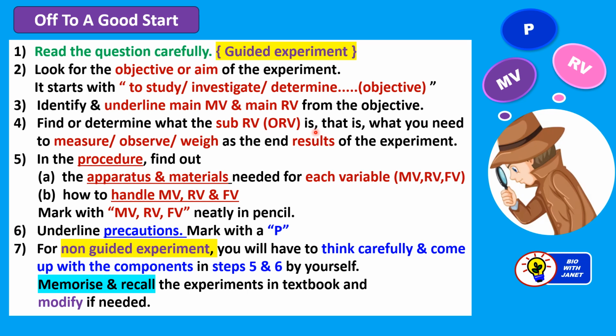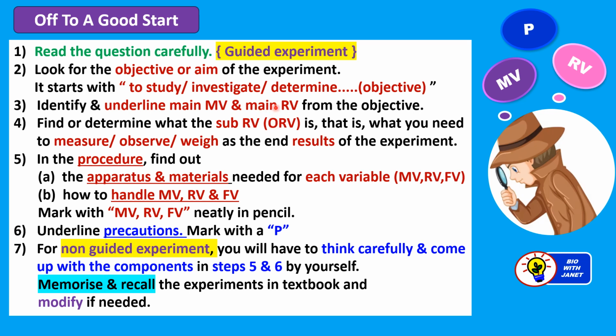Now next, find or determine what the sub-RV or ORV is. ORV means the operational responding variable. It's the same as the sub-RV. That means the experimental RV. Okay, operational means experimental. So it's experimental RV. What is it? That is what you need to measure, observe, and weigh as the end results of the experiment. Okay, so the main RV and sub-RV could be different.